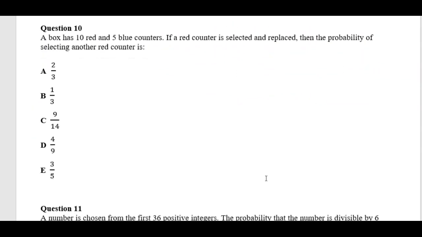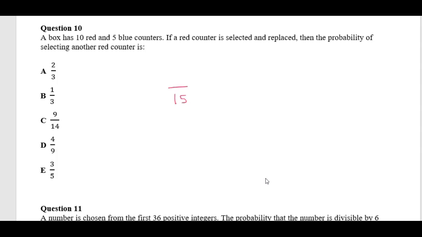Question 10. A box has 10 red and 5 blue counters. If a red counter is selected and replaced, then the probability of selecting another counter is. So this is an example of independent events. So selecting a red counter doesn't depend on its previous probability. So a box has 10 red and 5 blue counters. So we've got 15 in total.